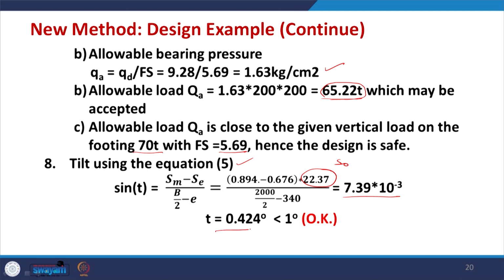So, tilt is 0.424 degree, which is less than 1 degree. So, we can say okay, no problem. Once you have this, if your tilt is within the permissible limit, then it is all right. So, this completes our design procedure.